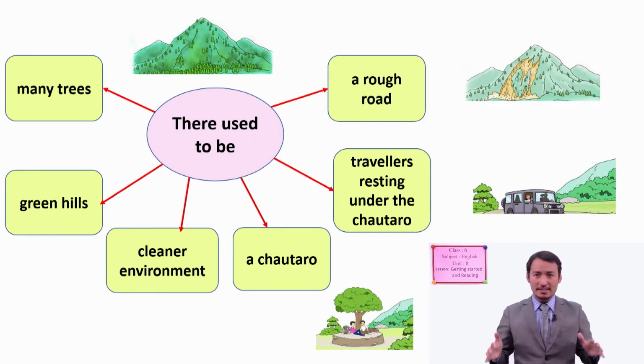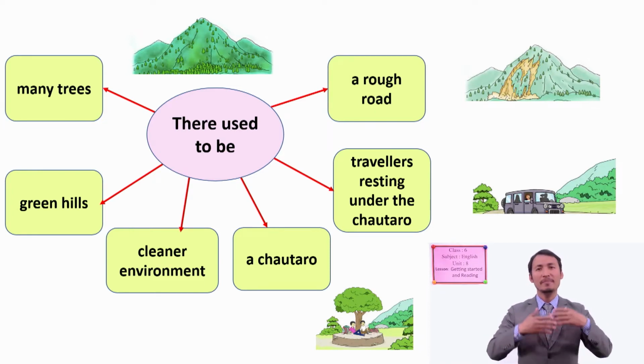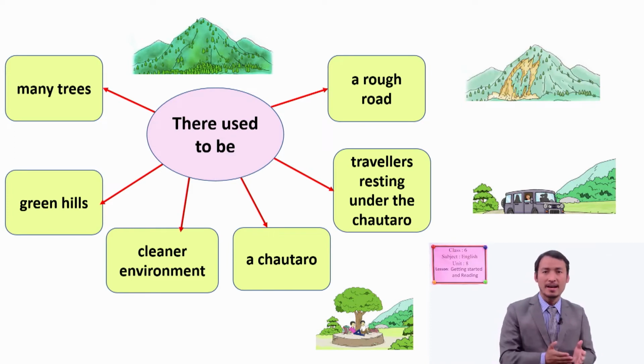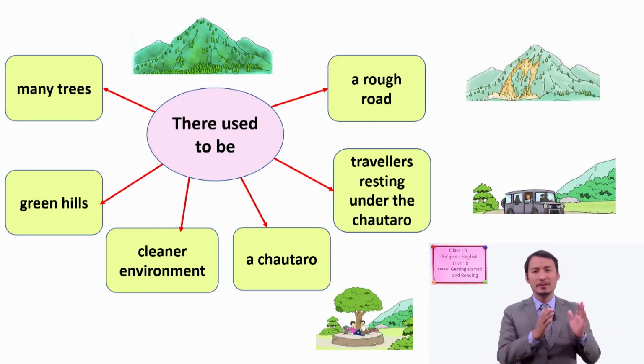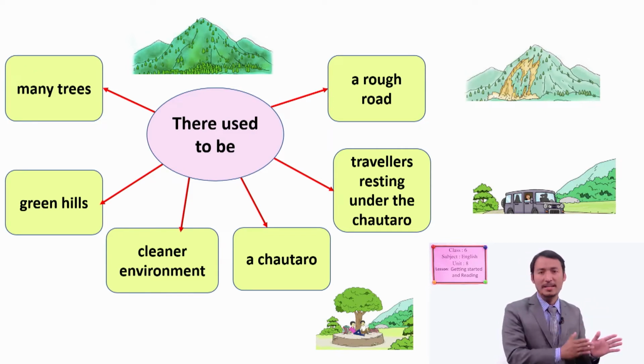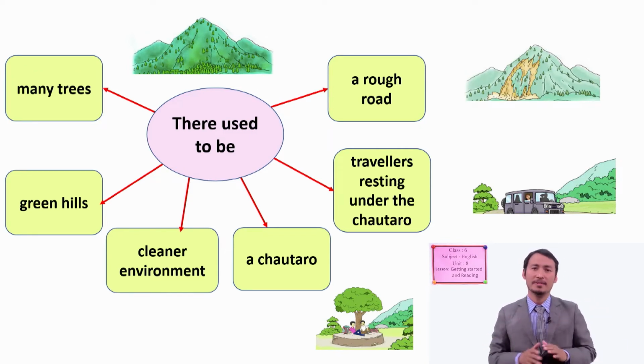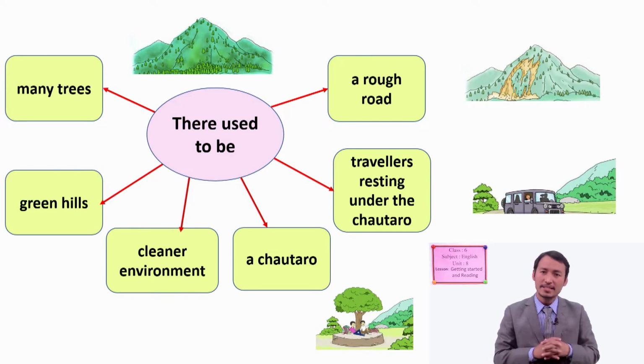So like this, you can talk about something that we had in our past, or in some places there used to be something in the past and we don't have those things now. Okay, so when we don't have those things now and they used to be there in the previous years or many years ago, we can say there used to be.